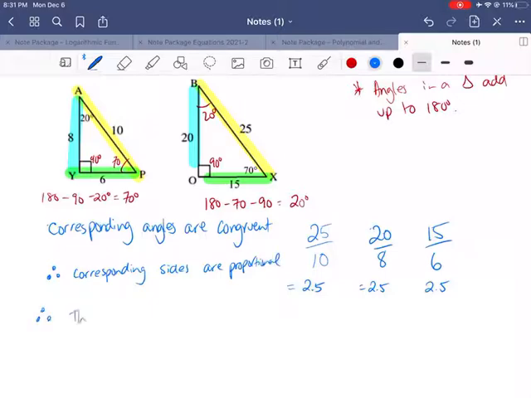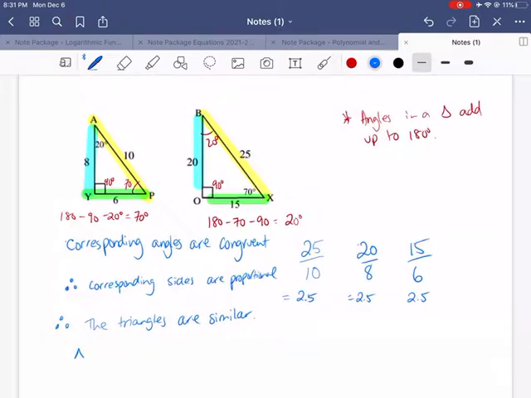Therefore, the triangles are similar. Another way you could say this is draw the little triangle symbol, and as long as we're doing it in the same order here, so we're going to go A, Y, P. So we're going to go from the 20 degree angle to the 90 degree angle to the 70 degree angle, and you can say triangle AYP is similar to triangle BOX.